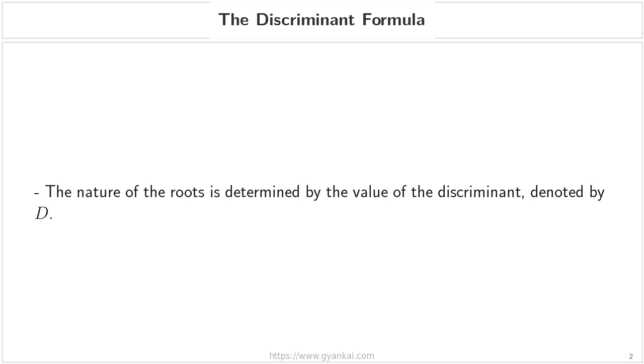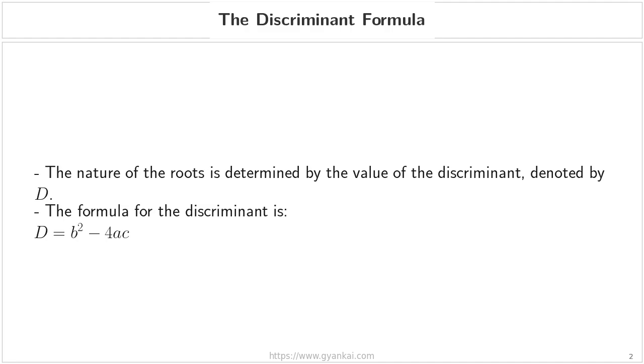The discriminant formula. Now that we have introduced the purpose of our summary, let's look at the specific tool we use to make these predictions. To determine the nature of the roots, we don't need to solve the entire quadratic equation. Instead, we focus on a single value called the discriminant, which we denote with the capital letter D. The formula for the discriminant is b squared minus 4ac. By calculating this specific value, we can move straight into identifying which of the three possible cases we are dealing with.